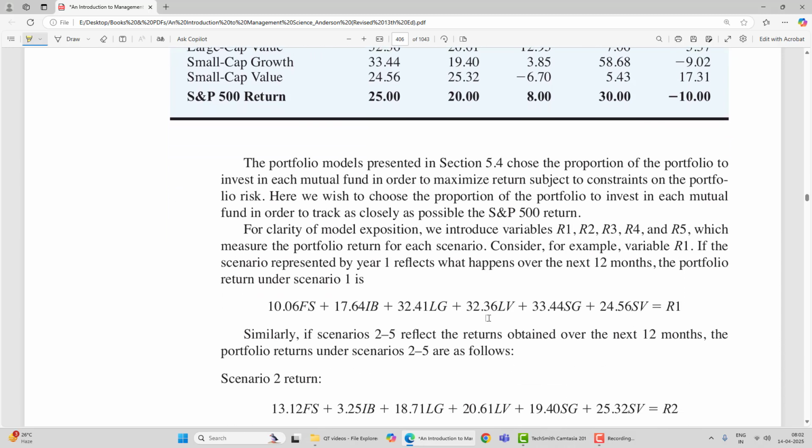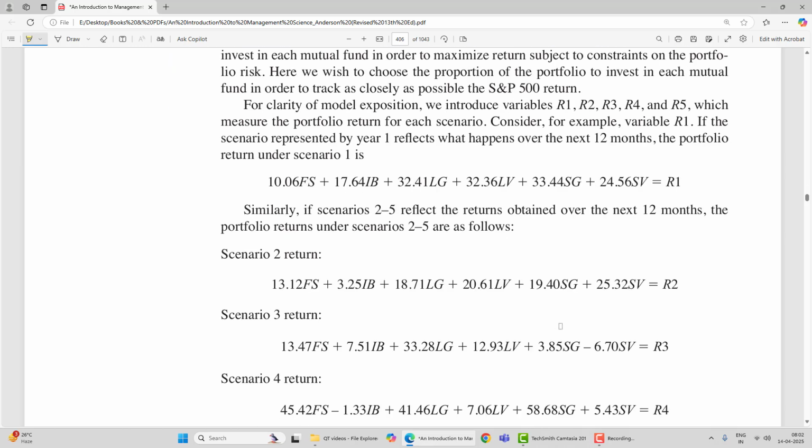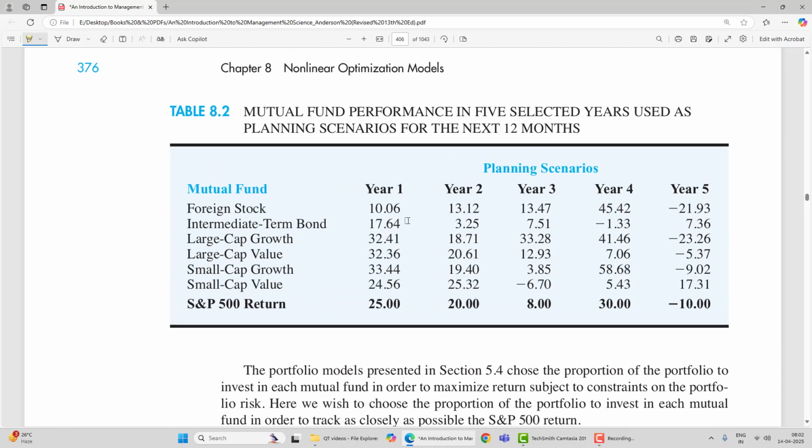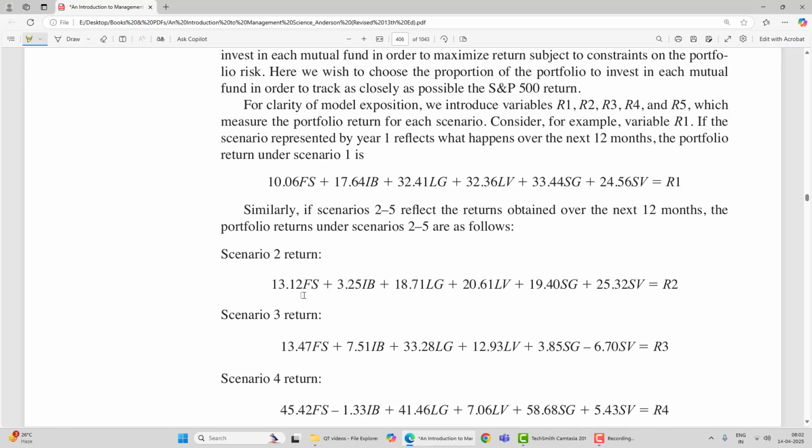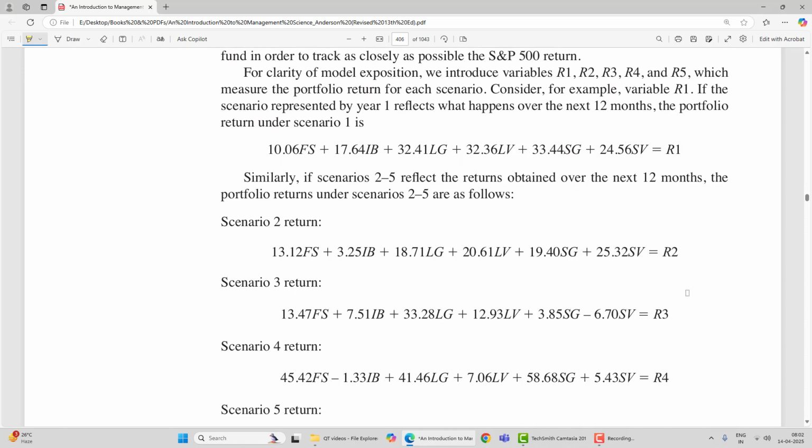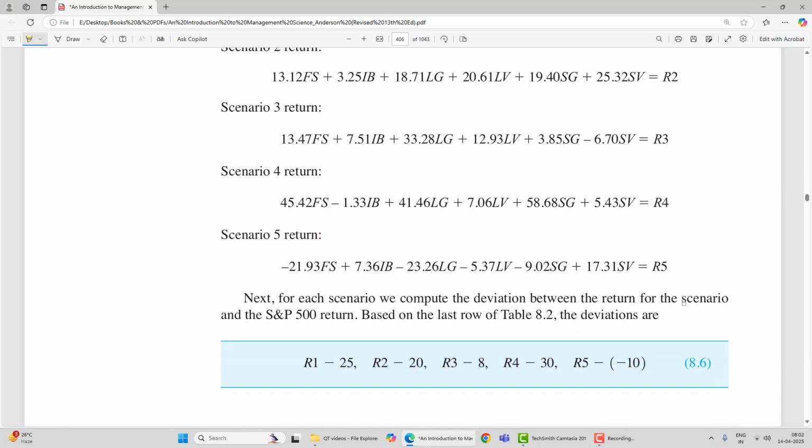So if you recollect earlier also, we called the first year return for our investments as R1, and this is going to be our first year equation. This is second year equation. These values are coming from here. See, second year 13.12 times FS, 3.25 times IB, and so on. So when you add that, we are calling it return for second year R2, R3, R4, R5.